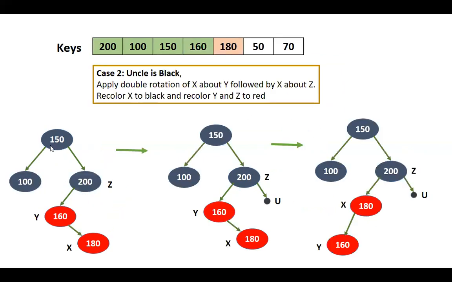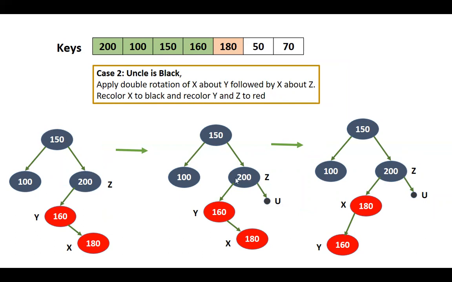Now, greater than 150, smaller than 200, but greater than 160. So the left child of the right child of 160 is 180, the newly inserted node X. Right? So X, the child, parent, and grandparent. Again, this is a red violation, the tree is imbalanced, right? So what you do is check the color of the uncle. There is no uncle here, so we know a null node is always black in color. There is a null node here, right? So a null node is black in color.